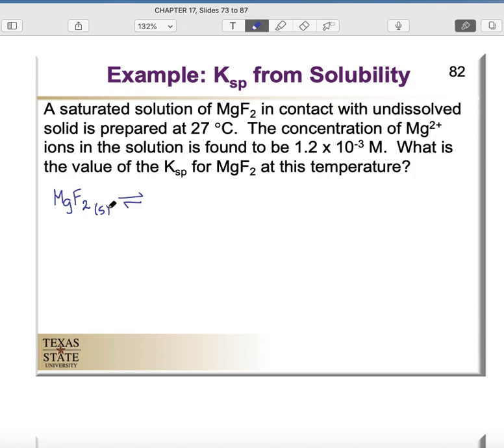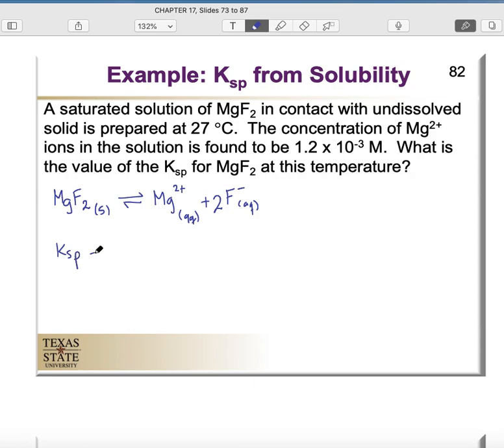We have our magnesium fluoride as a solid, and that one is dissociating into magnesium ions, 2+, because it's in group number 2, and fluoride ions. Fluoride has a charge of -1, and I need 2 of those ions. Both of these are aqueous. They are soluble ions. The ions will always be considered soluble. From there, I'm going to write my KSP expression.